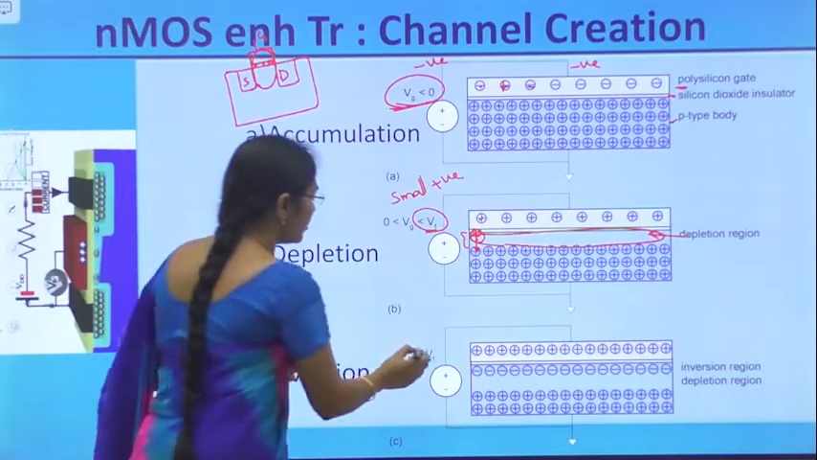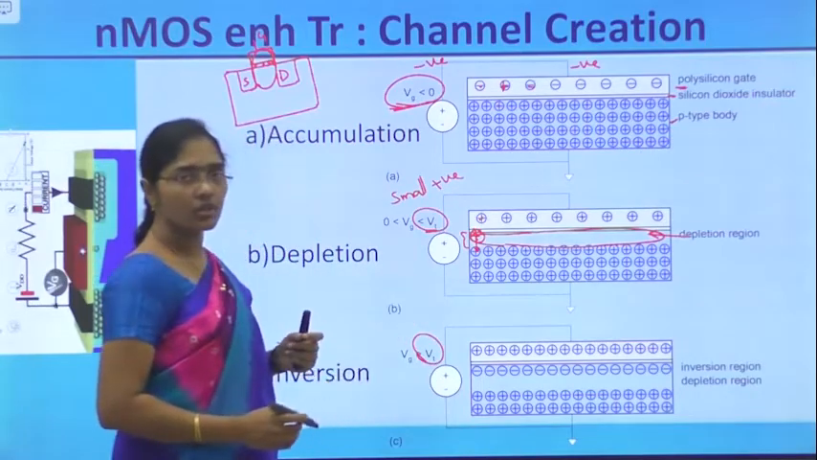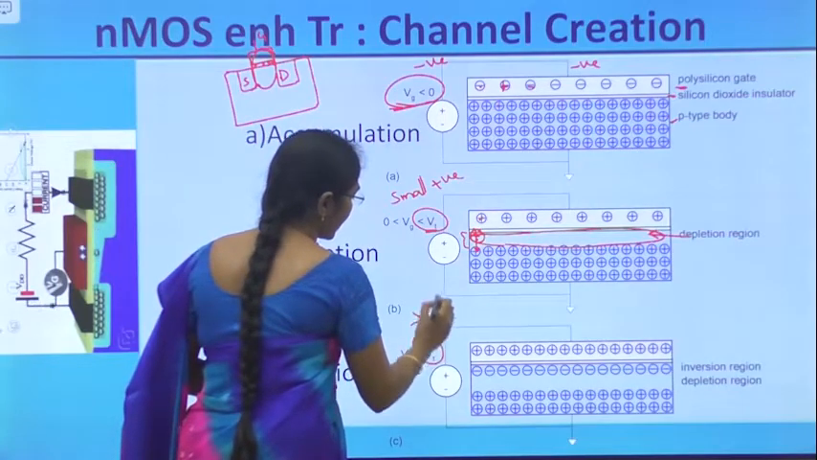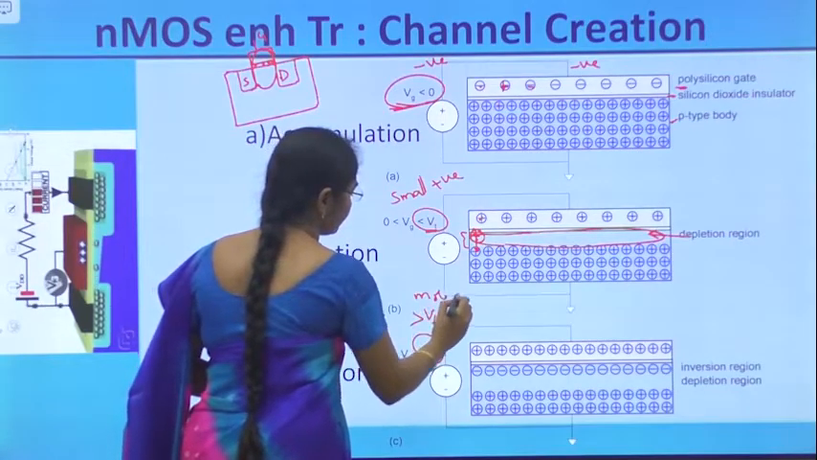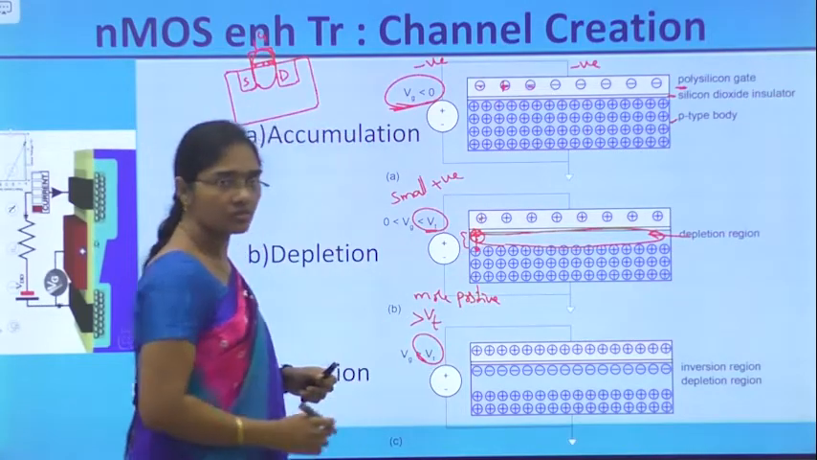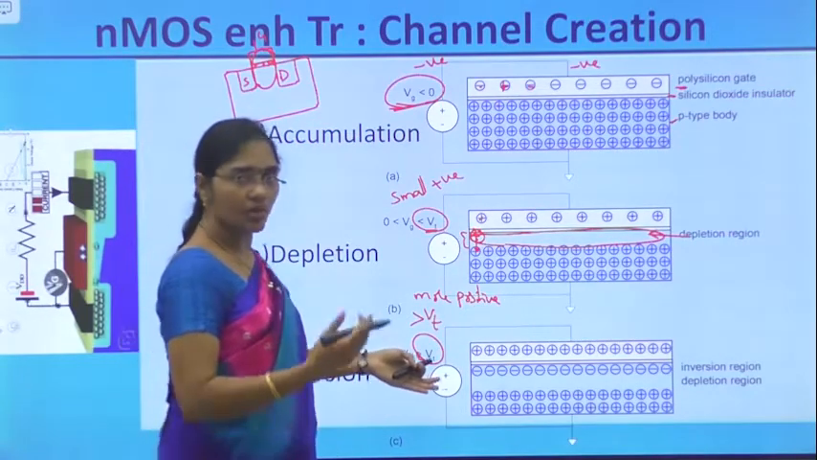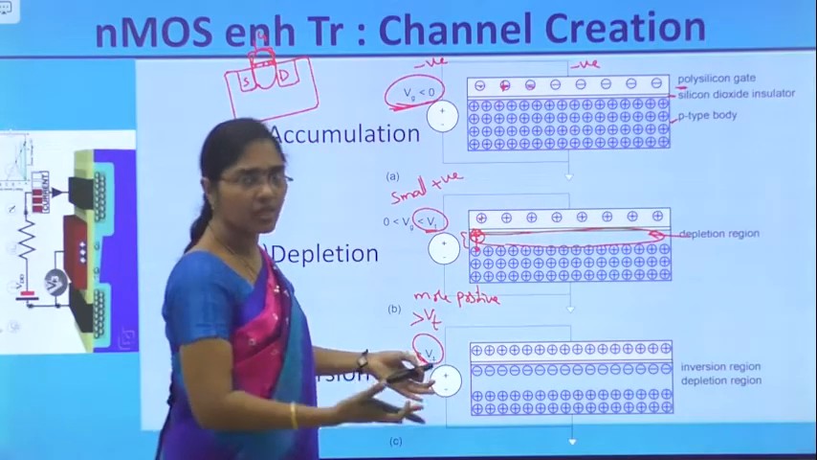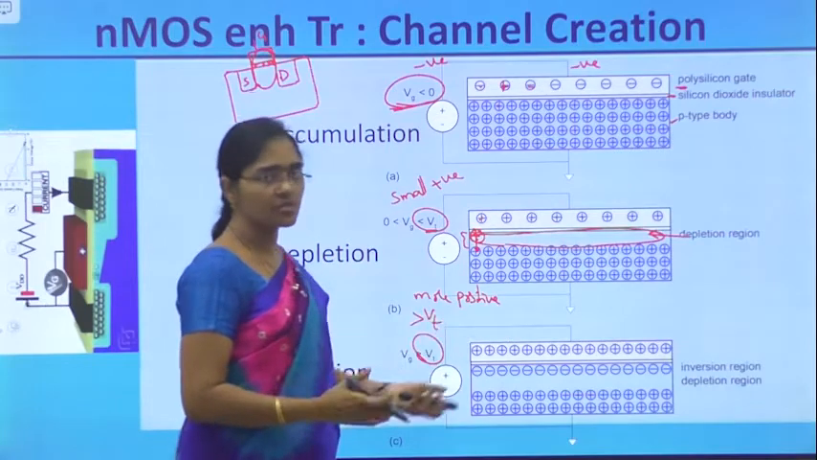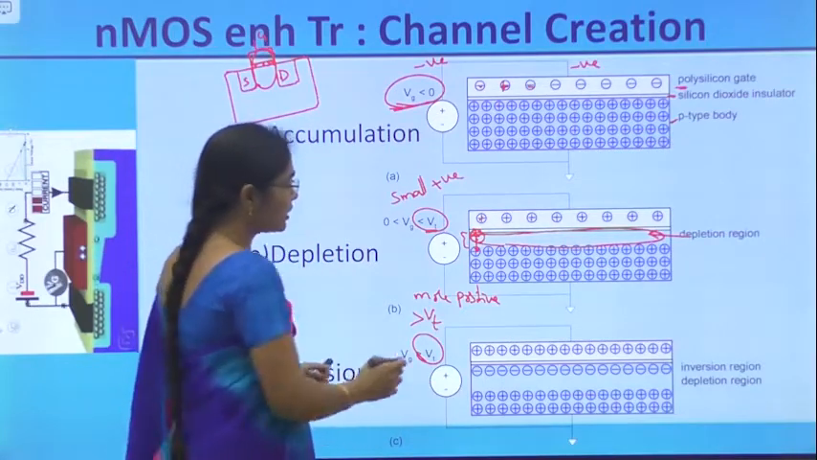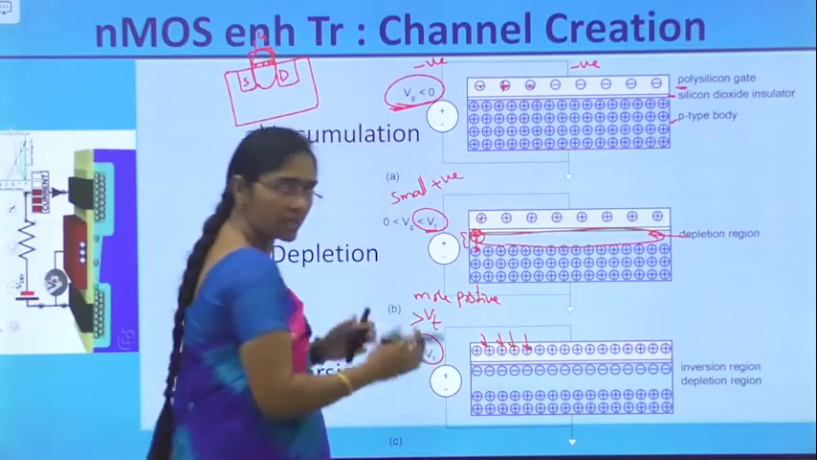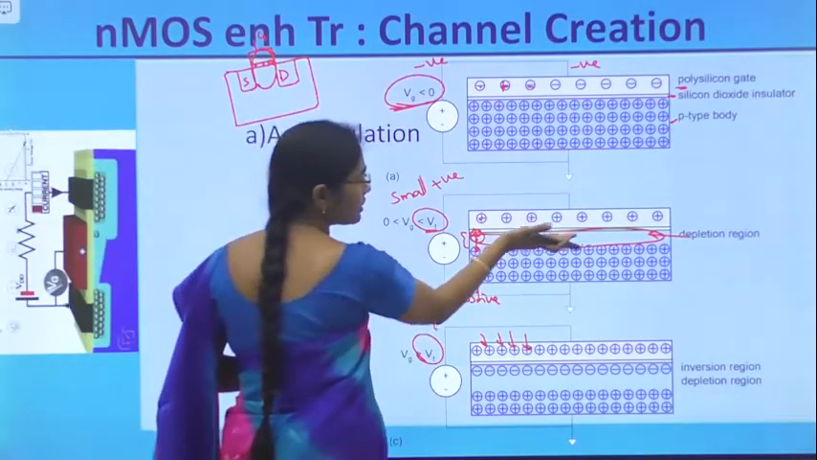Now apply a more positive value, a voltage greater than the Vt value. More positive means if the threshold voltage is 1 volt, we can apply starting from 1 and it can be greater than 1. So assume we take some 2 volts or 3 volts. Now what will happen because of applying more positive voltage on the gate plate?